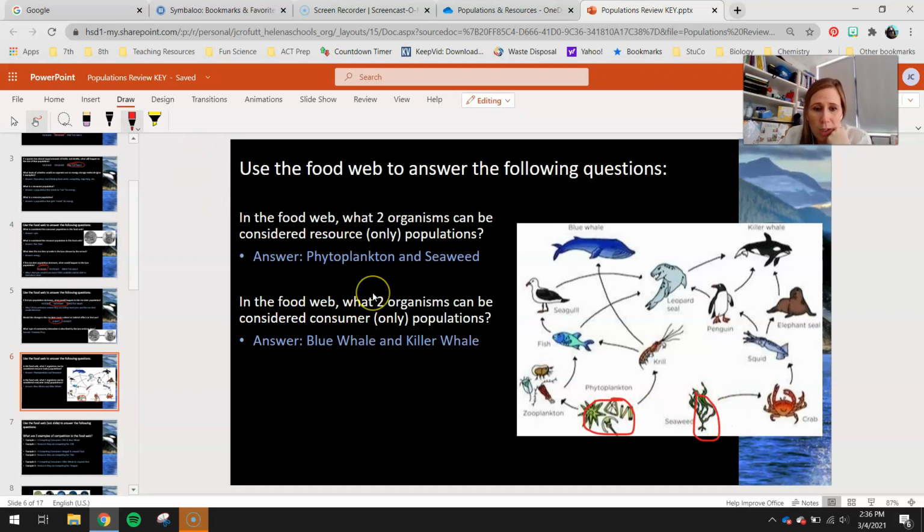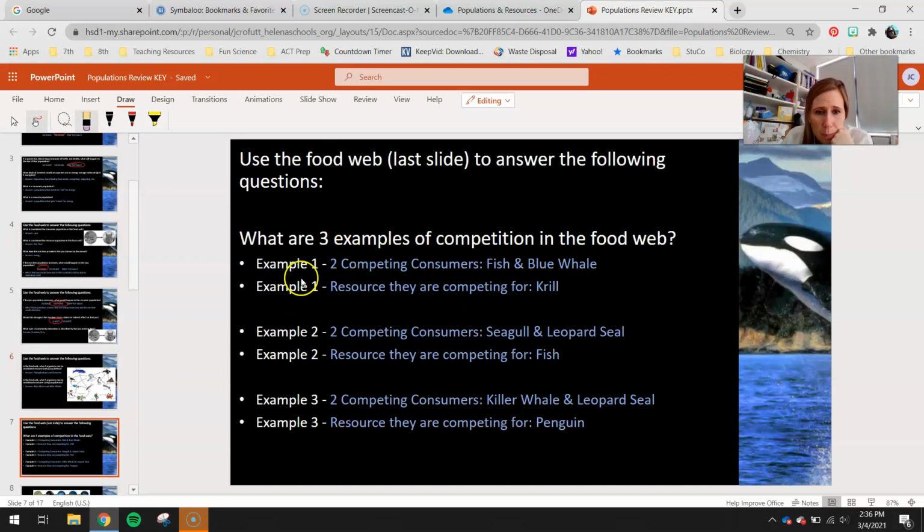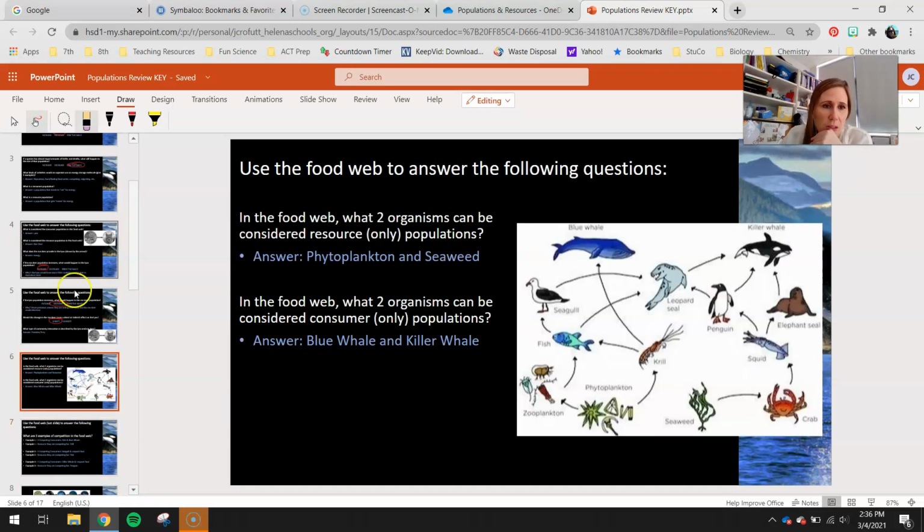Okay, in the food web, what 2 organisms can be considered consumer only? Those are the ones that are only doing the eating and not getting preyed upon. So those are going to be our blue whale and our killer whale. Okay, next slide also uses this exact same food web. What are 3 examples of competition in the food web? I'm just going to go back and answer on this slide. There's definitely more than 3 here.